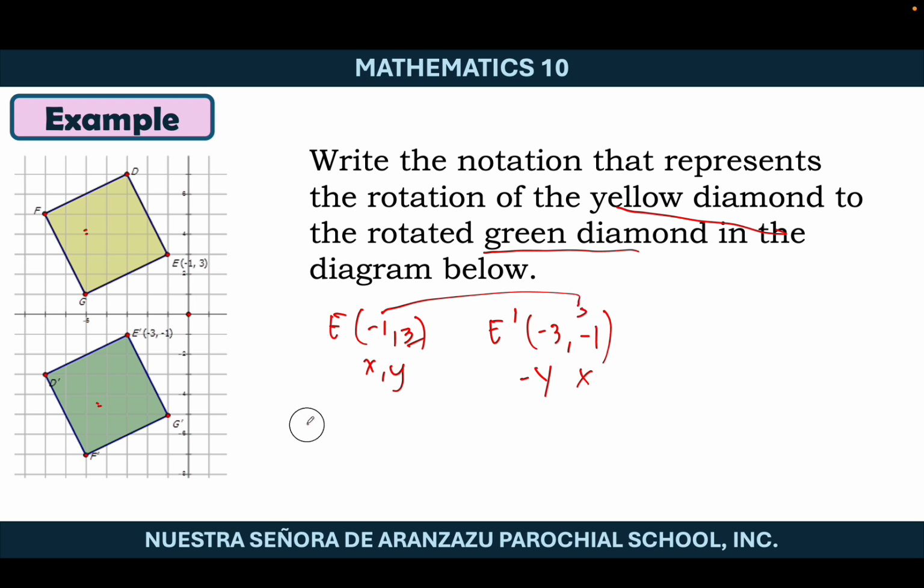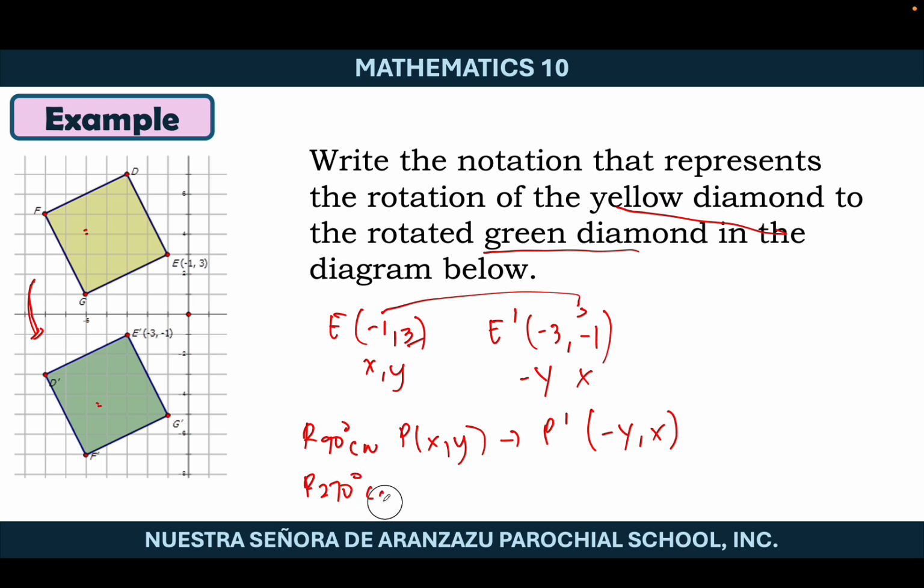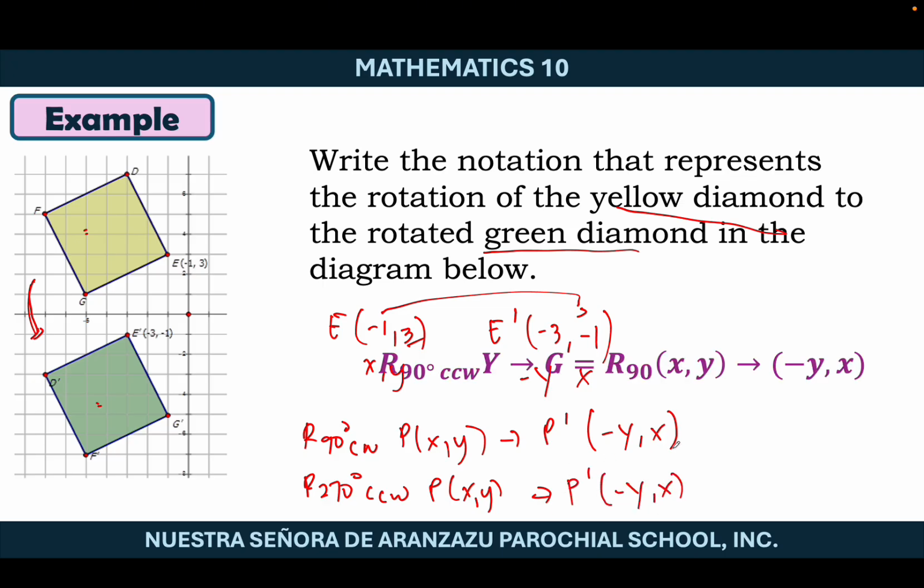So, if we're going to observe, the angle of rotation that represents this rule is 90 degrees. And kung i-observe natin yung image, tumalon lang naman ang isang quadrant. Kaya siya 90 degrees. Then, ang direction is clockwise, since from yellow diamond to green diamond. Then, the original point x, y becomes negative y, x. It can also be 270 degrees counterclockwise. From the given point x, y, the rotated point becomes negative y, x. Okay? So, it's either of these two can be an answer.